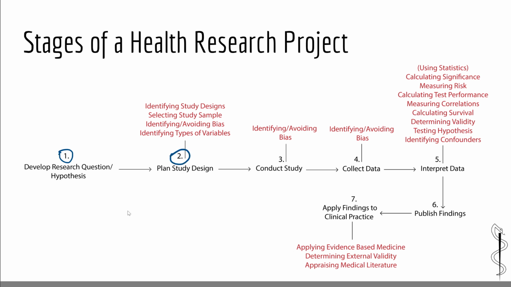The second stage of a health research project is to plan the study design. The type of study design used depends on the type of research question. You will learn that every type of study design has its advantages and disadvantages. Therefore, it is important to choose the right kind of study design for the research question. Other things to consider in this stage are selecting the correct study sample, identifying and avoiding bias, and identifying what kind of variables are going to be used.